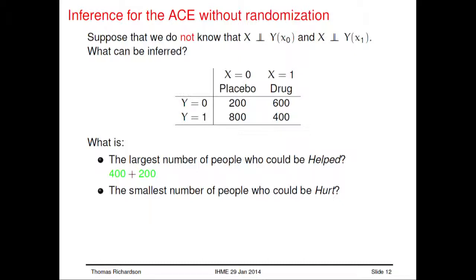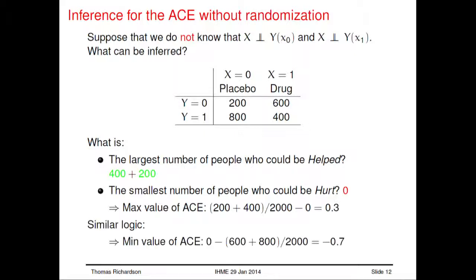And these 800 people who didn't get the drug and had a good outcome, we're just going to claim that all of them are indestructible, that even though they didn't get our fancy drug, they would have lived regardless. So we're going to say that there's nobody who is of type hurt. And so the maximum value of the ACE that we'll see will just be 0.3. We've got 30% of the people of type helped, nobody of type hurt, so the maximum value of the ACE is 0.3. Similar logic the other way around.